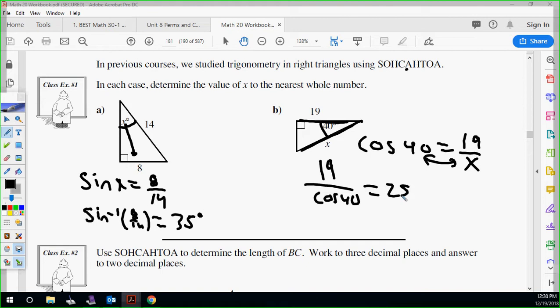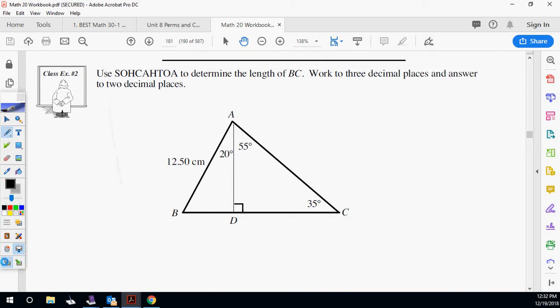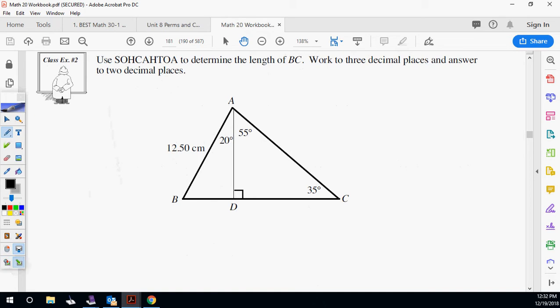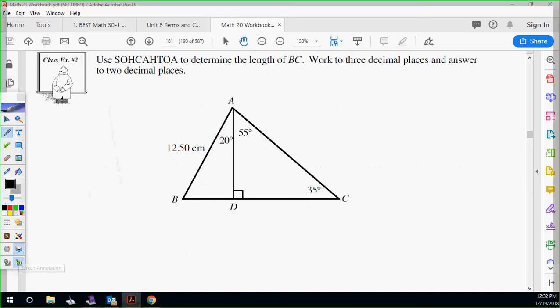Now we're going to talk about how the sine law is developed and how it's applicable. If you're saying, well, Mr. Baker, you just said that you can't use sine and cosine unless it's a right triangle, true, but there still is a relationship in terms of the ratios we're going to talk about now. So let's look at this. Use SOHCAHTOA to determine the length of BC. We're trying to figure out the entire length of BC, that whole length of the bottom there.